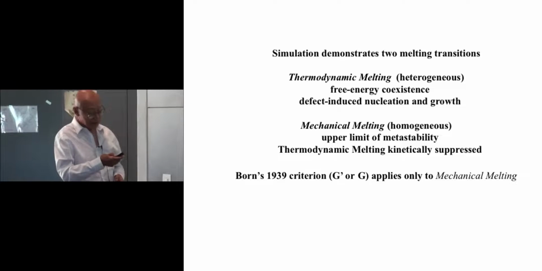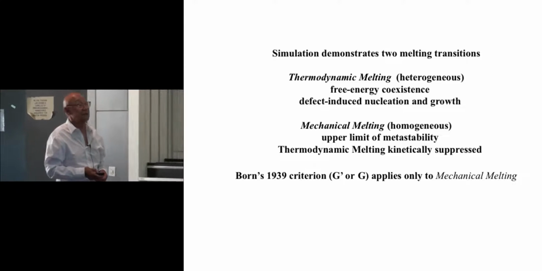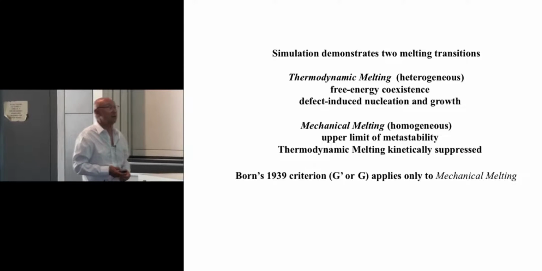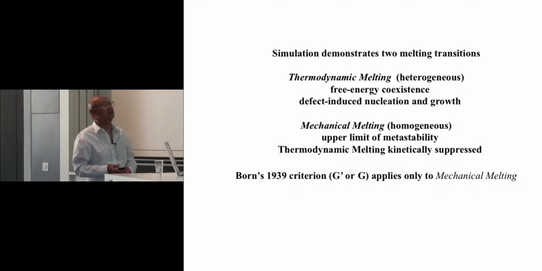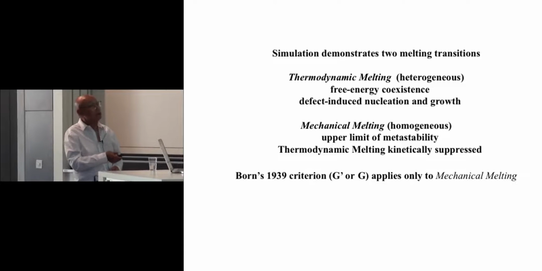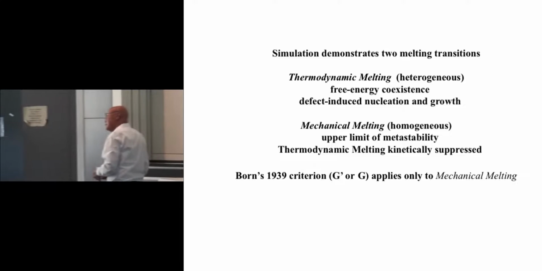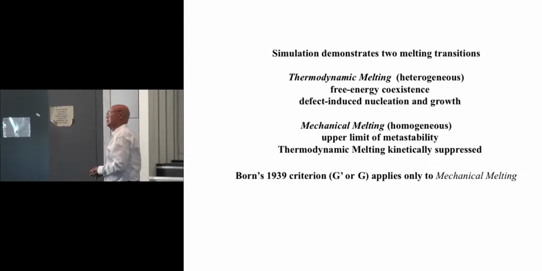And then finally, you can say that this is a bit of a unification or demonstration of Born's two criteria, 1939 and 1940. But this 1939 criterion, based on C44 or C11 minus C12, should only be applied to mechanical melting. So in that case, Born and his critics are both right. They're talking about different problems.